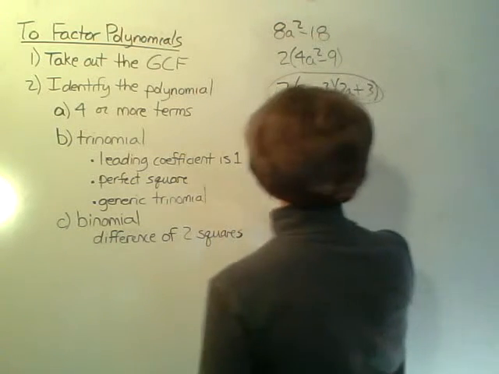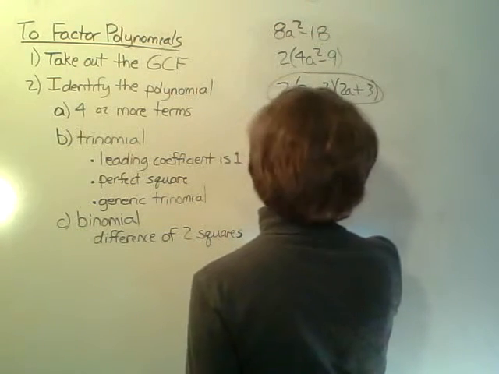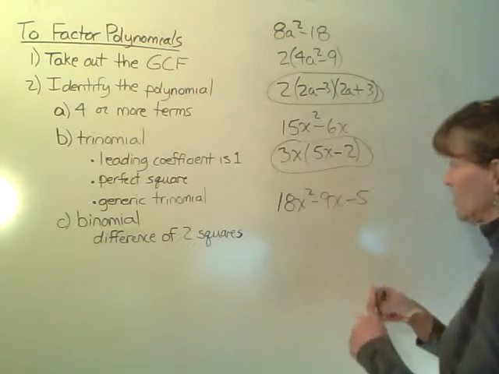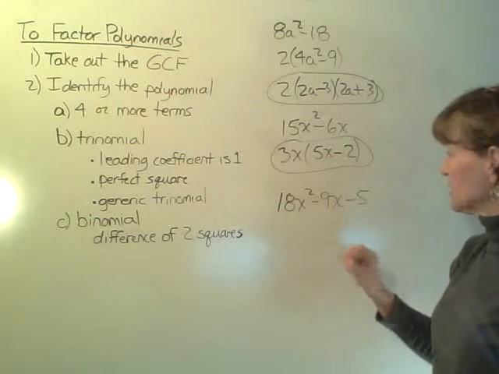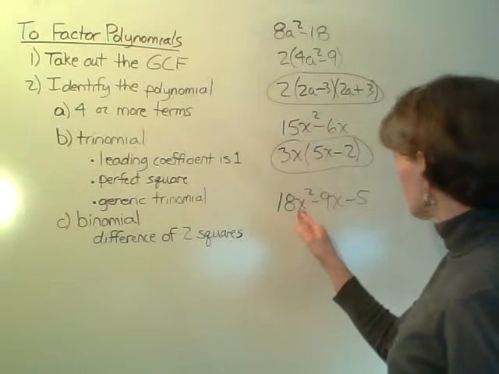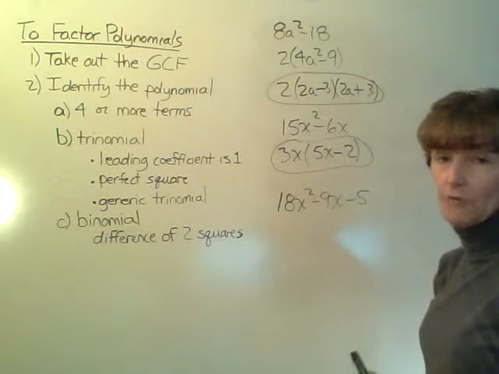All right, let's do another trinomial: 18x squared minus 9x minus 5. Take out the greatest common factor. Well, this trinomial has no greatest common factor. Remember, your greatest common factor has to be something they all have in common.